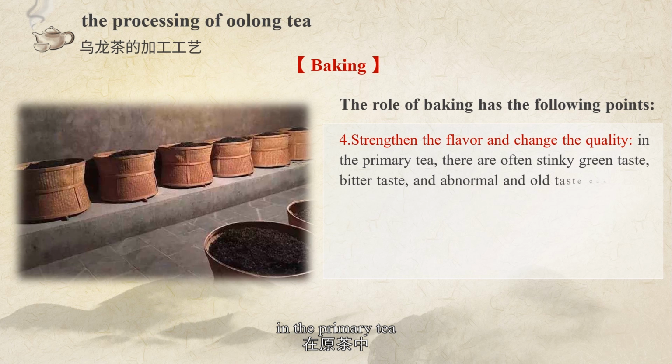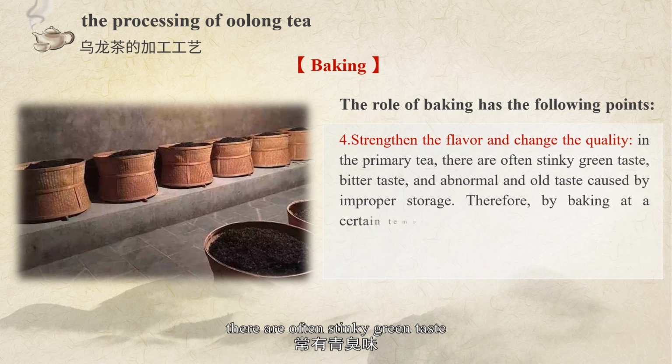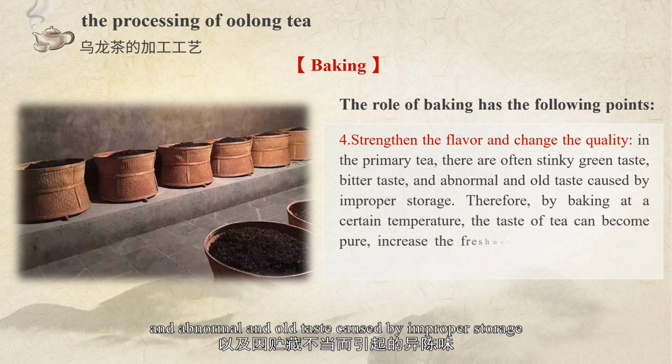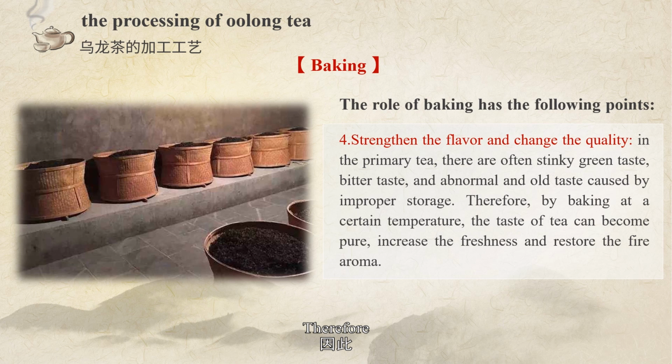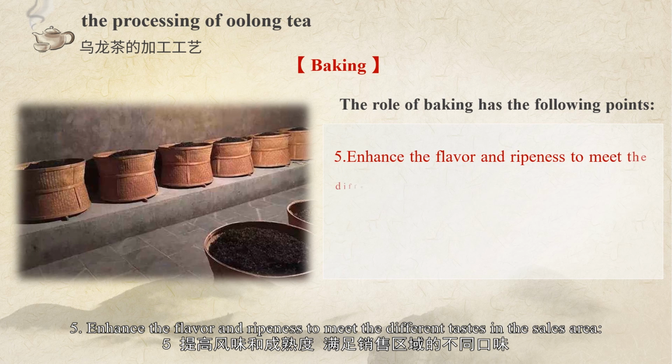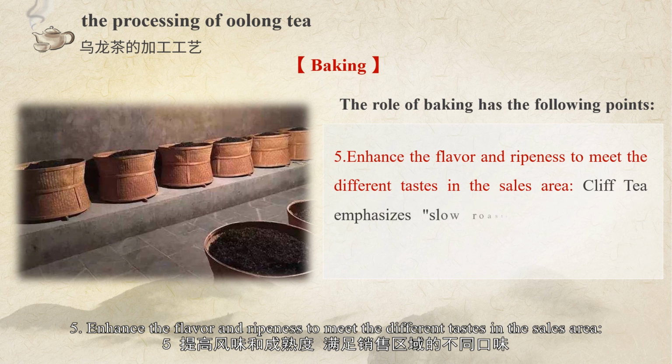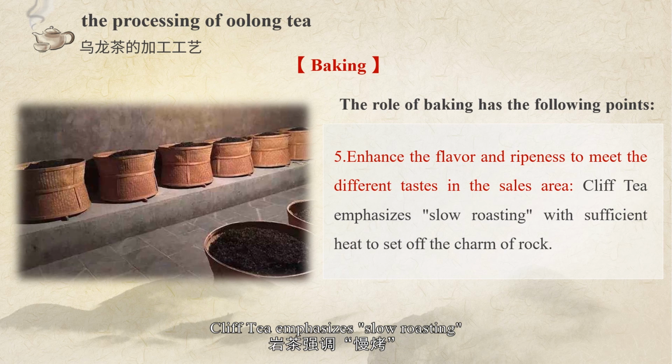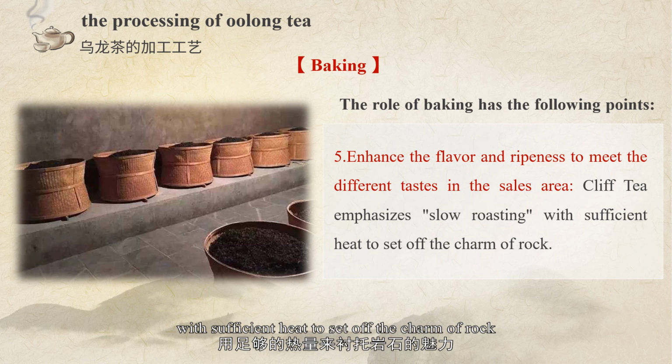In the primary tea, there are often sticky green taste, bitter taste, and aroma and old taste caused by improper storage. Therefore, by baking at a certain temperature, the taste of tea can become pure, increase the freshness, and restore the fire aroma. Number 5. Enhance the flavor and ripeness to meet the different tastes in the sales area. Cliff tea emphasizes slow roasting with sufficient heat to set off the charm of the rock.